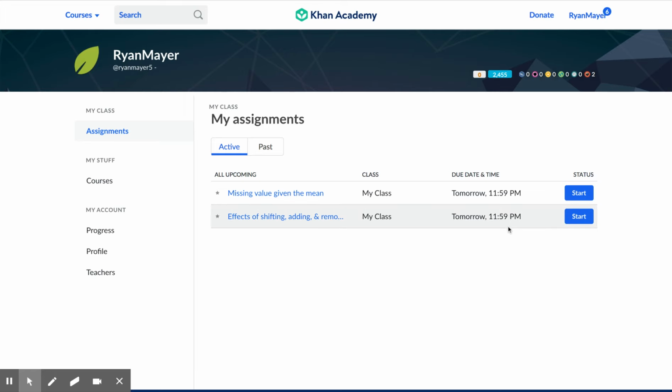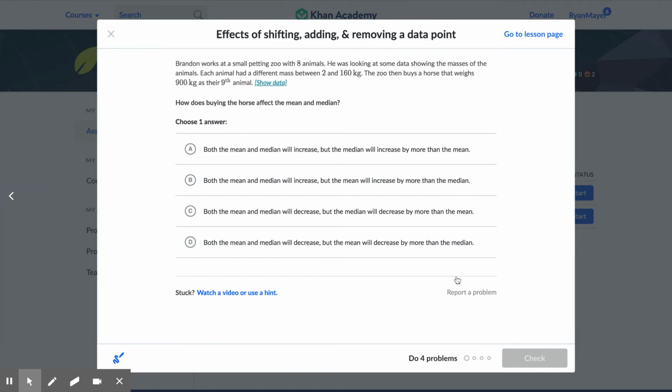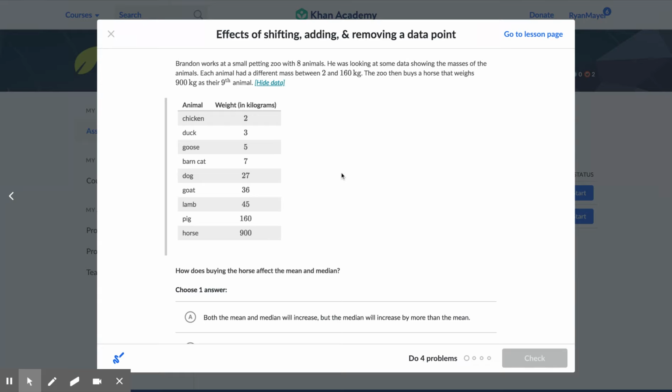Let's go to the second lesson that we have for this week. This one is called the effects of shifting, adding, and removing a data point. What's going to happen today is they're going to give you different scenarios, and this is very important too, also click the show data on all of these. They'll say, we have all this data, and all of a sudden we are going to maybe add something more to this data.